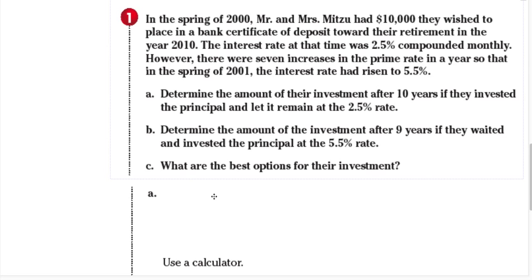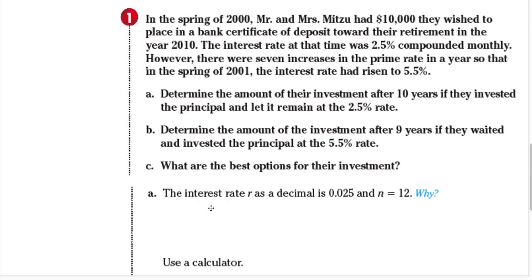Let's start with letter A. We want to determine the amount of their investment after 10 years if they invested the principal and let it remain at 2.5% interest rate. So the interest rate R as a decimal is 0.025 and n is equal to 12. Why is n equal to 12? Remember, compounded monthly. So that means, since we're talking about 1 year, there will be 12 times it has been compounded. That's why it's 12.